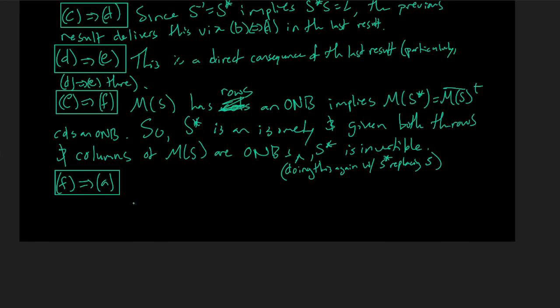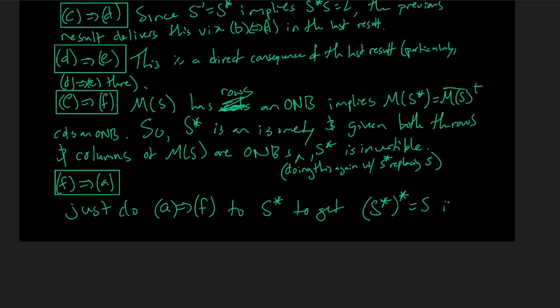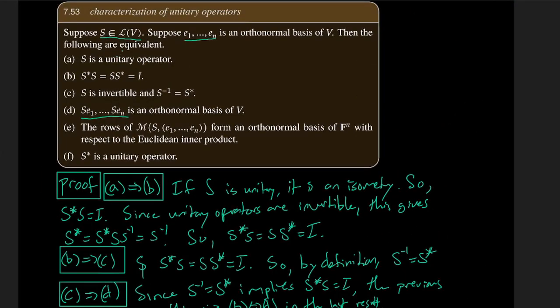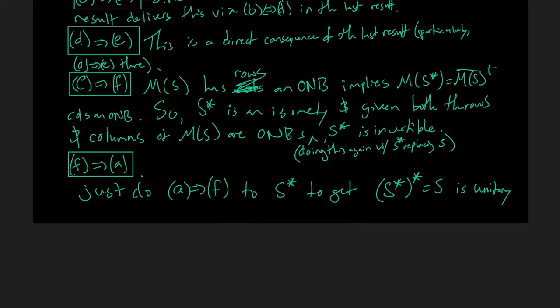Okay, so F implies A is easy. All we have to do is apply A implies F, which we've already shown, to S star to get that S star star, which is S, is invertible. Or more specifically, I should say, is unitary. After all, that's really all we need to show is the invertibility. But since A implies, so unitary implies that the adjoint is unitary. So unitary starting with the adjoint implies that the adjoint of the adjoint, which is the original map, is also unitary. Bada boom. So we just do A implies F starting with S star to get F implies A. Okay, kind of a weird little trick right there, but fun nonetheless.